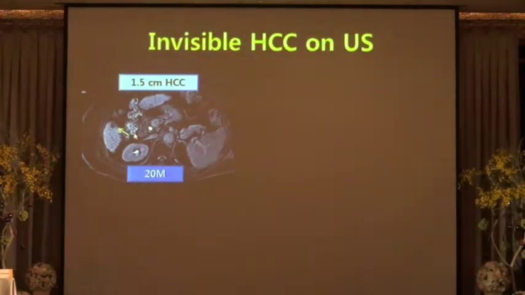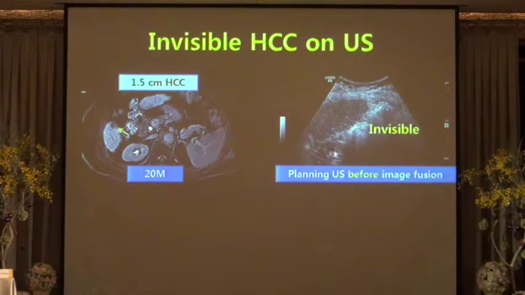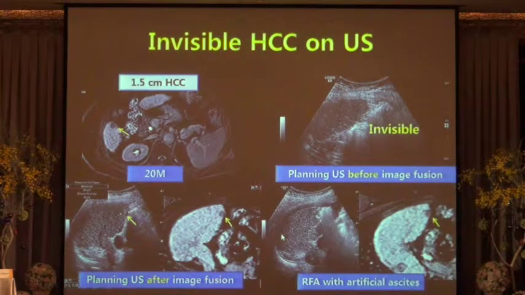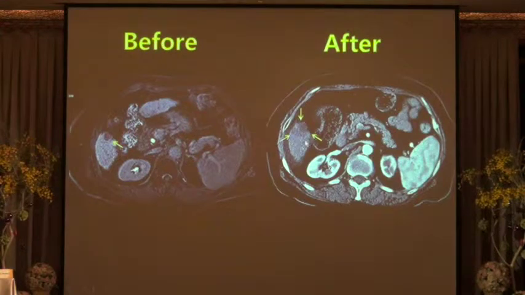In this example, you can see a small HCC in segment 5 of the liver. On plain ultrasound prior to image fusion, the index tumor was invisible. However, after image fusion, a subtle echogenic lesion was able to be detected where the index tumor was located on the fused MR images. RFA was performed after introducing artificial ascites to avoid thermal injury. And immediate post-RFA CT scan shows that it was a technical success.